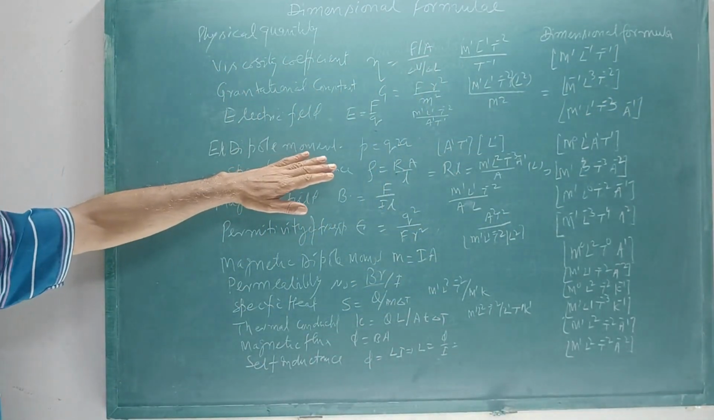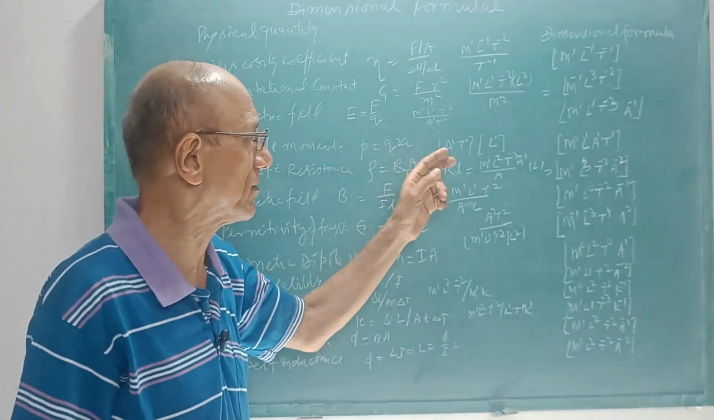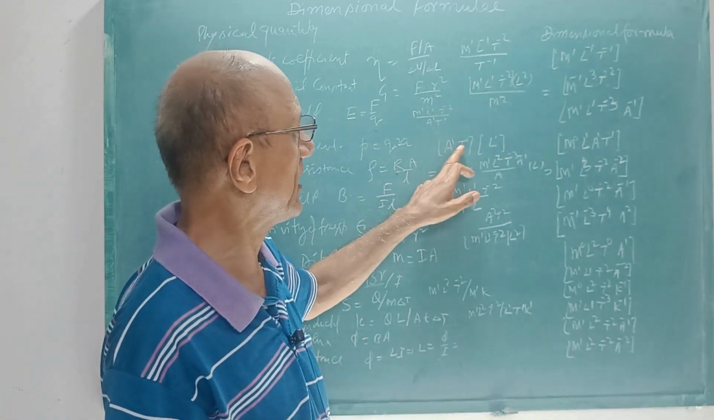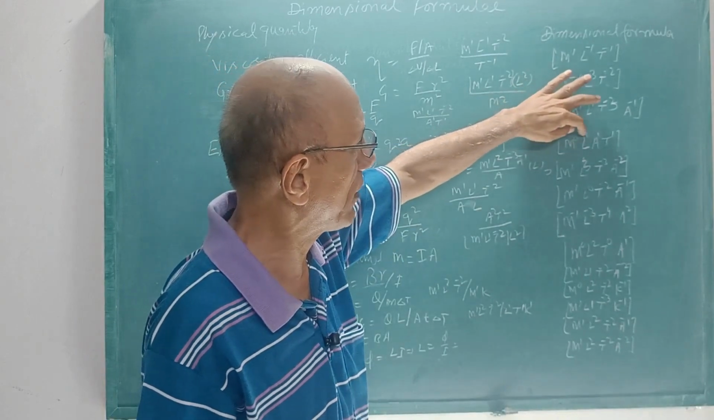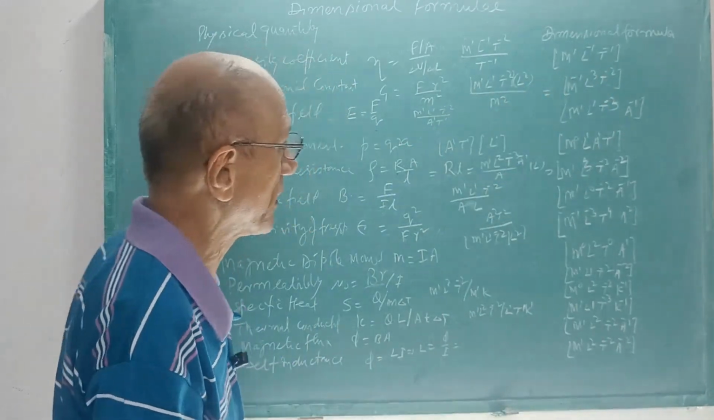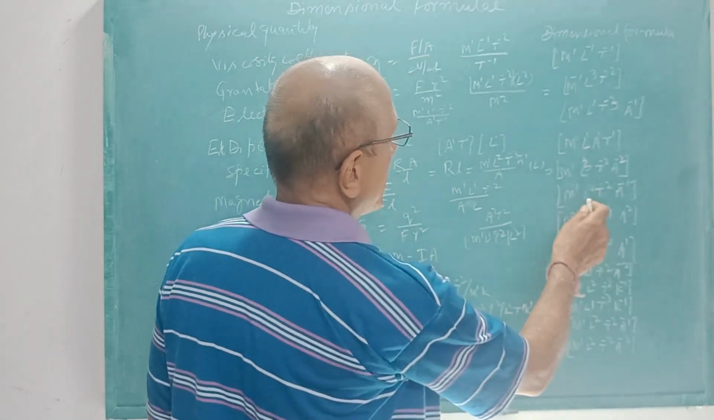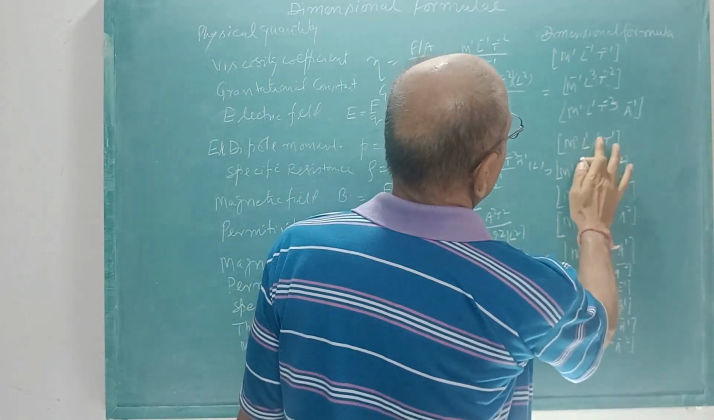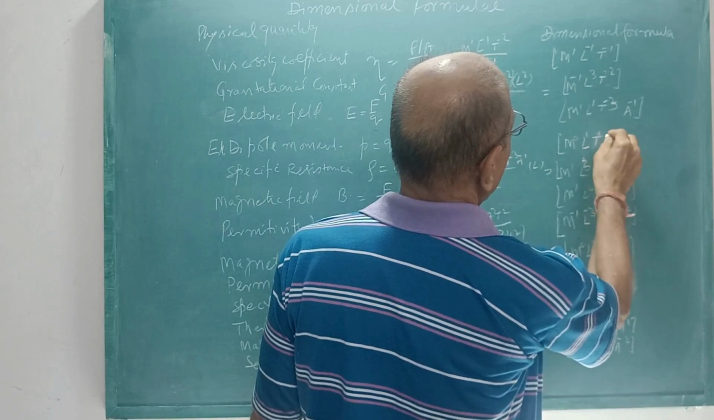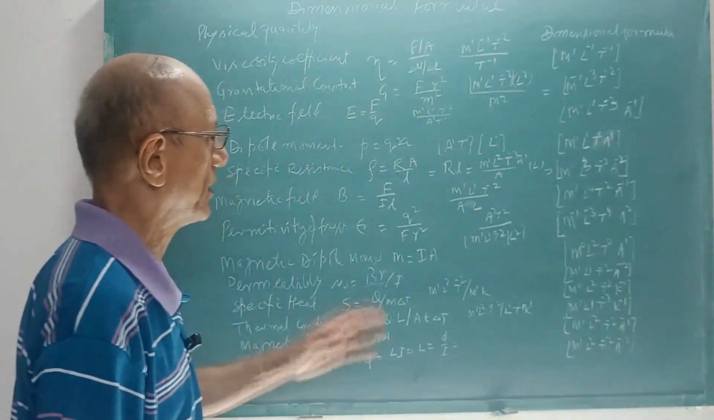Electric dipole moment is Q into A, that means length. So charge is A and T, and L. So it will be M0 L1 A1 T1, since T minus 1 plus 2... that means you can write M0 L1, and you can write T1 and A1 in sequence this way, so you will get it.